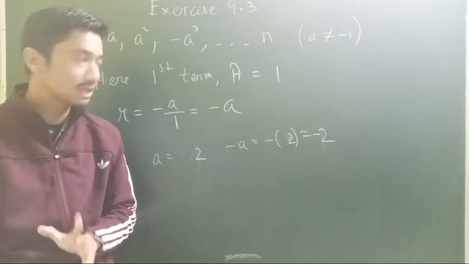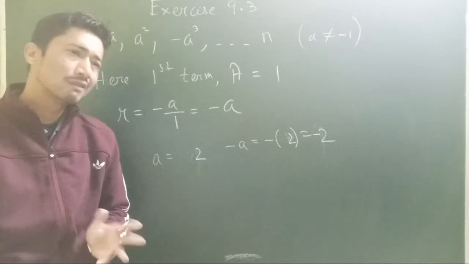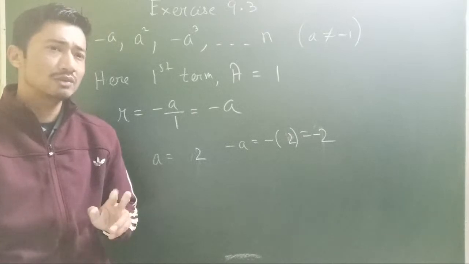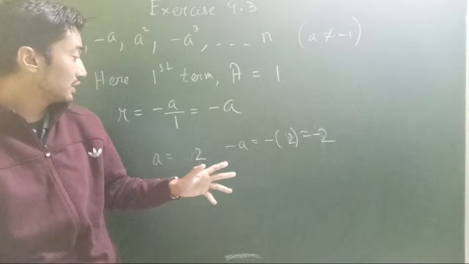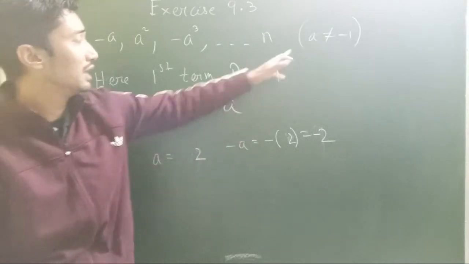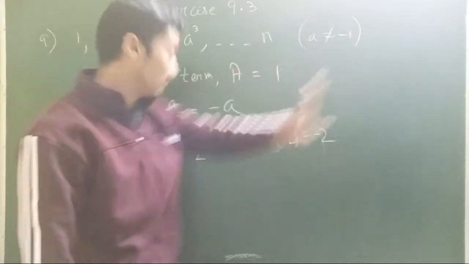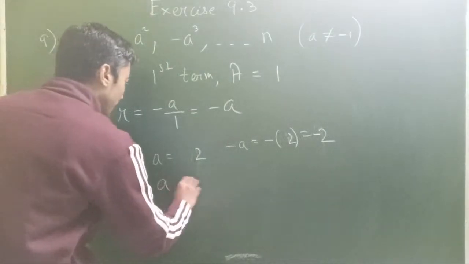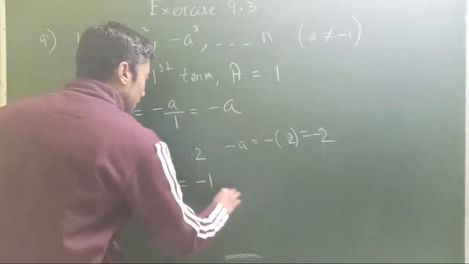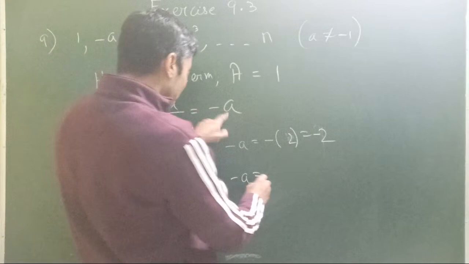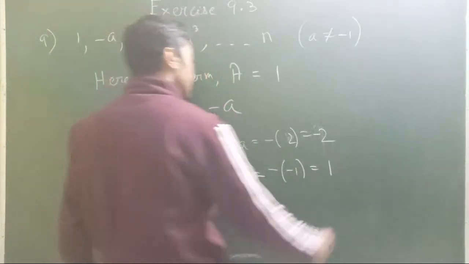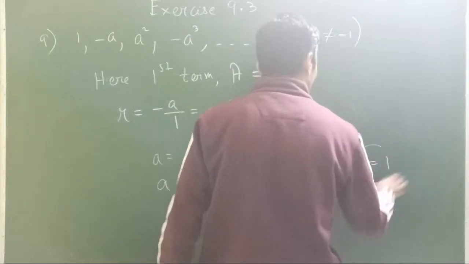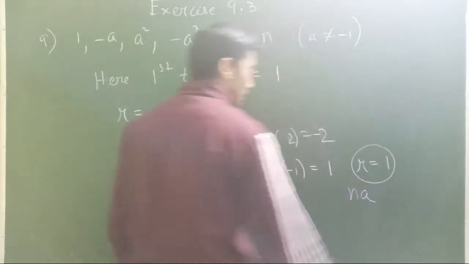So in this case, what you will do is use any one of the two formulas. The only thing that they have given is that a cannot be minus 1. Because if a is minus 1, then minus a, that is the common ratio, will be minus of minus 1, that is plus 1. That means you will not use the condition for r equal to 1, which is n times a.